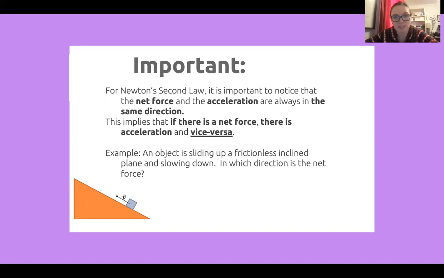So for example, if an object is sliding up a frictionless inclined plane and slowing down, in what direction is the net force? So that means if it's going up the plane and slowing down, right, the acceleration is going to be down the plane, right? It's opposing the motion. So that means that even though it's moving up the plane, the net force is going to be down the plane.